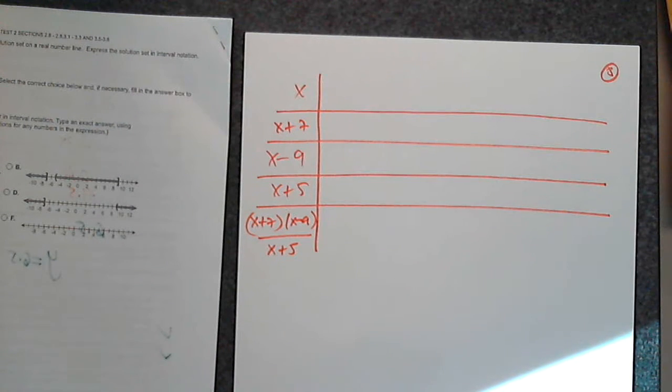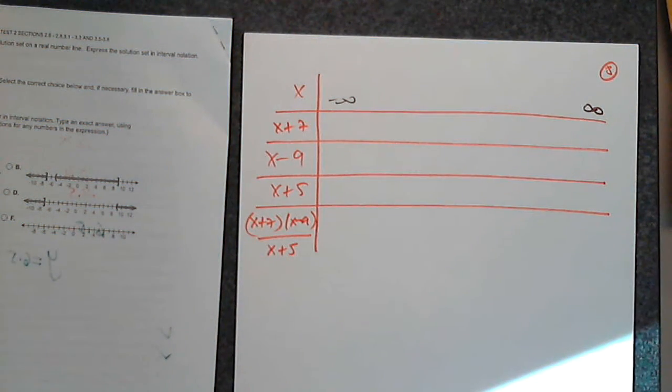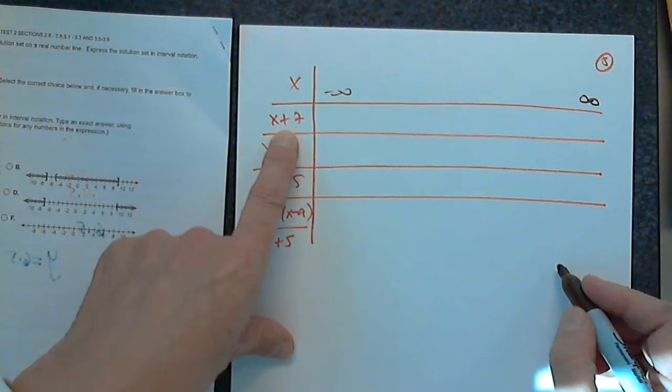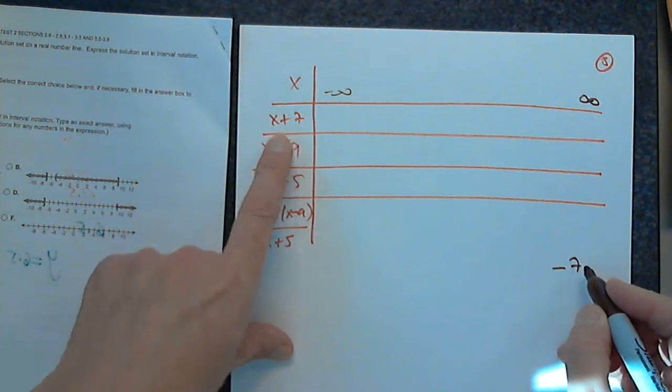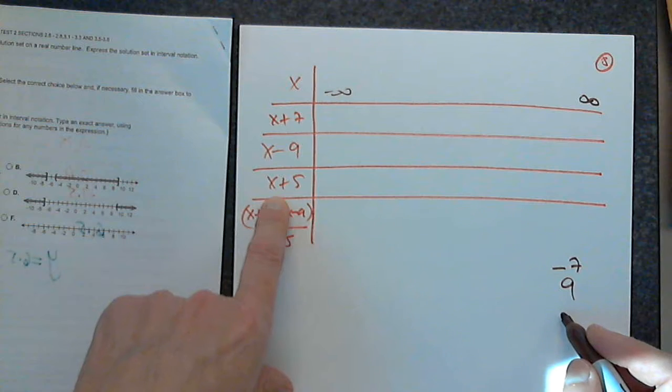Now I have to identify the numbers that go in the table. Only 3 numbers go in the table. 1 number for each factor, because they are linear factors. So in the correct order, what will be the number, or the 0, of x plus 7? Let's put them on the side. What will be the number for x minus 9? And what will be the number for this?